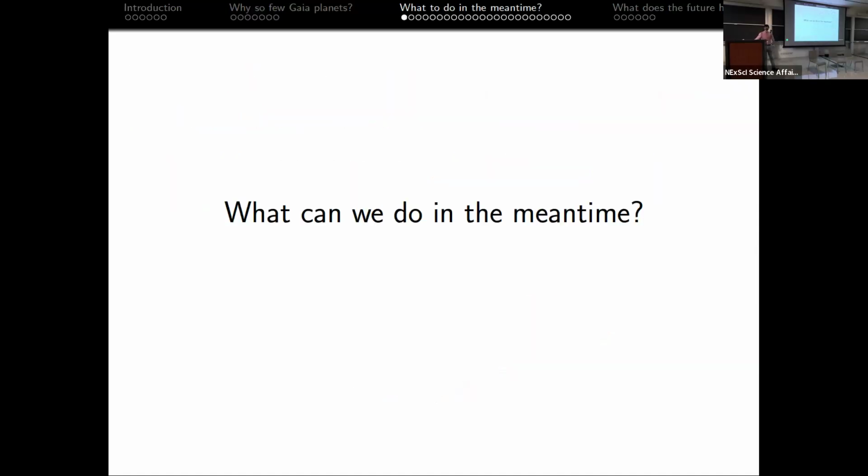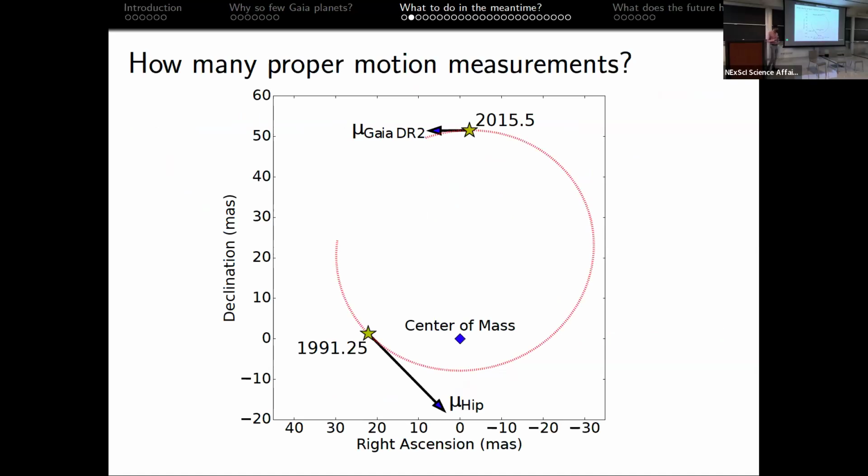Okay, and that brings me to the second part of this topic. So, a little bit of a pop quiz here. How many proper motions are shown in this? I have a position and a motion from Hipparcos measured in the early 90s, and I have a position and a proper motion from Gaia measured in the mid-2010s. So I'll give you just a minute or a few seconds before flashing the answer.